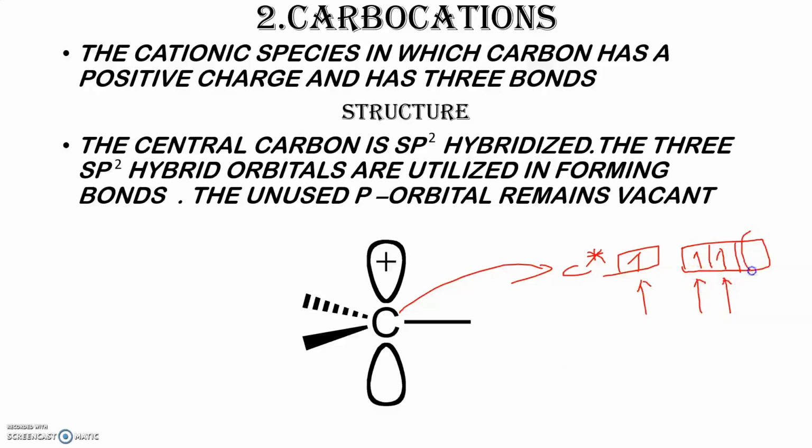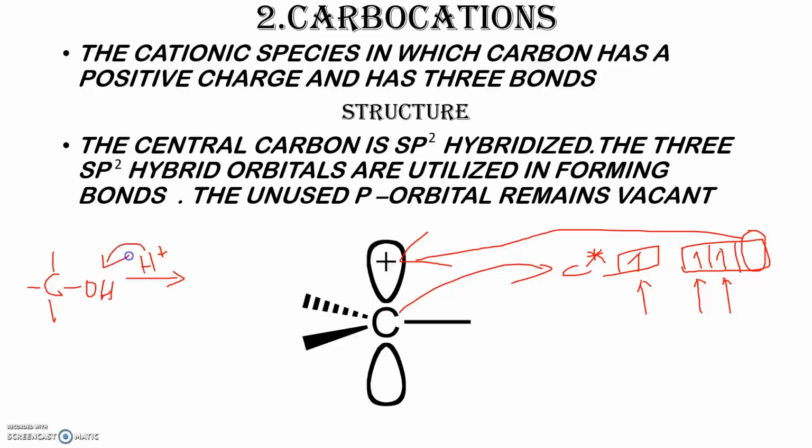The unused p orbital here remains vacant without any electrons. That's why we represented a plus here, which means that there is no electrons in the unhybridized p orbital. Now let's quickly see the formation of carbocation. Consider a tertiary alcohol like this, and these bonds may be attached to a hydrogen or any other alkyl groups. Now if a H plus attacks this OH group, we get oxygen attached to 2 hydrogens, and we get a positive charge on the oxygen here.